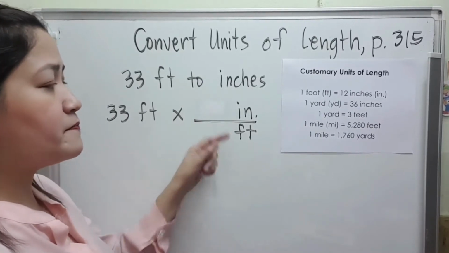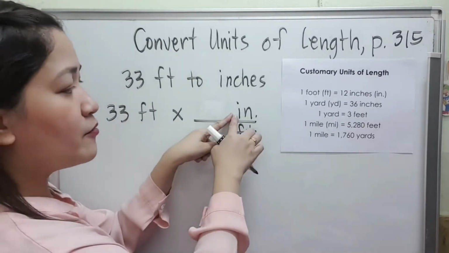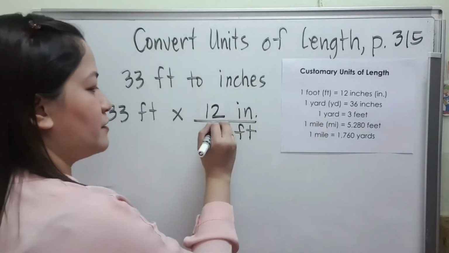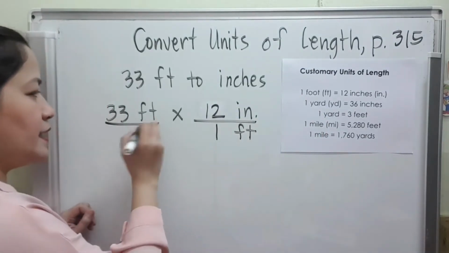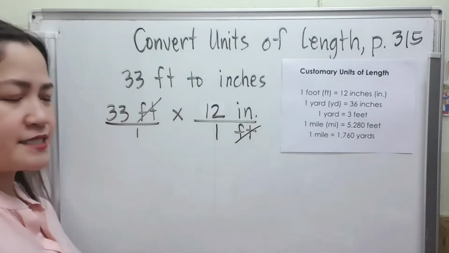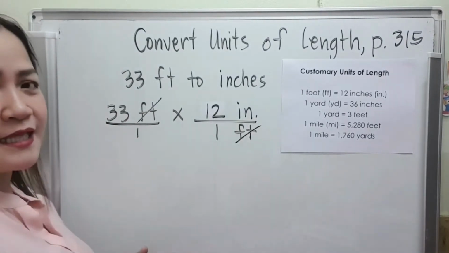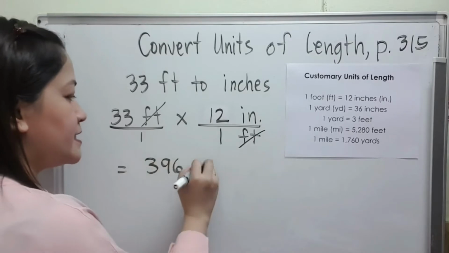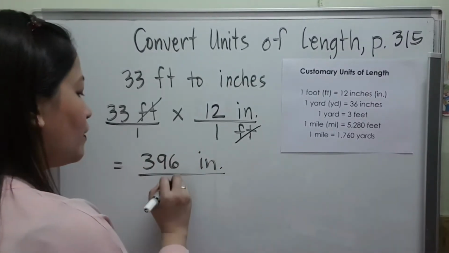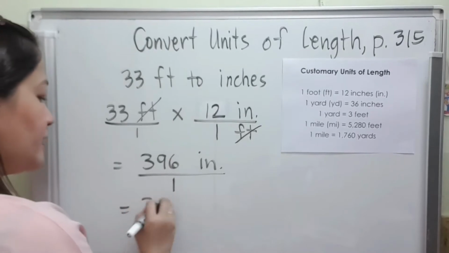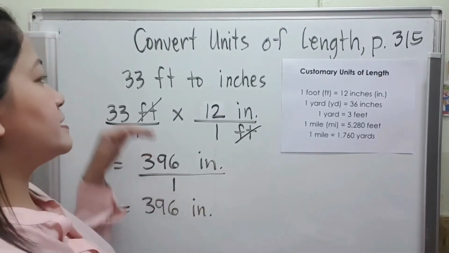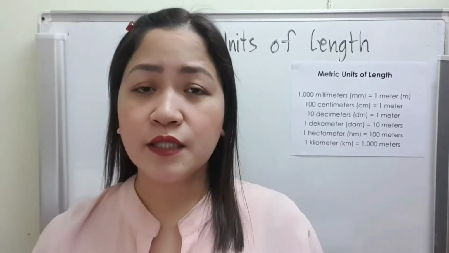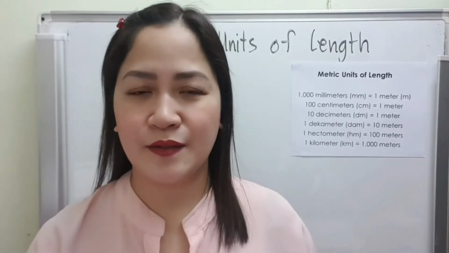So what is the relationship between inches and feet? So for every how many inches? That is 12. For every 12 inches, that is equal to 1 foot. Now we can put here 1, and we can remove feet. Now we only have 1 unit left. Then multiply. 33 times 12 is 396 inches. Over 1 times 1 is 1, or 396 inches. That means in 33 feet, there are 396 inches. We can also use the same process in converting metric units of length.